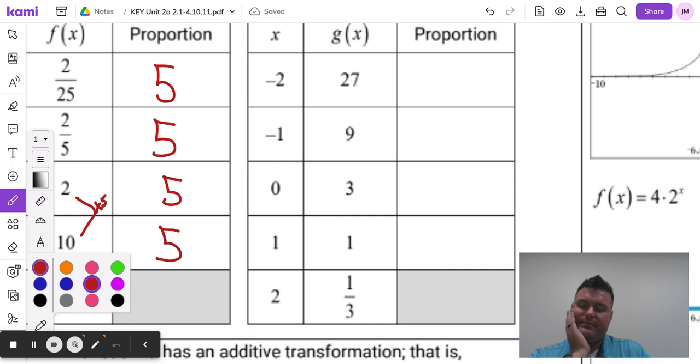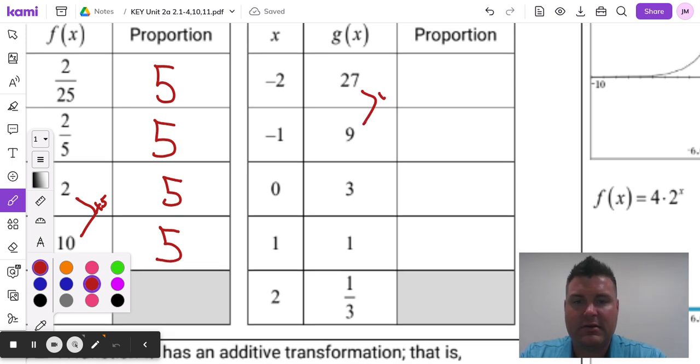This next one, these values are getting smaller. So this is a decay. So our proportion value is going to be between 0 and 1. How do we get from 27 to 9? You might be saying to yourself, we're dividing by 3. I agree, you're dividing by 3, which is the same thing as multiplying by 1/3. So our proportion here is going to be 1/3. And you're going to notice that's true for all of these.